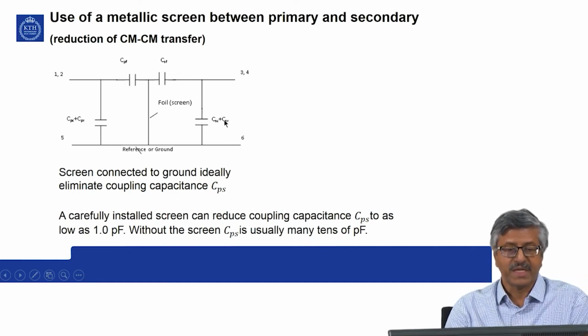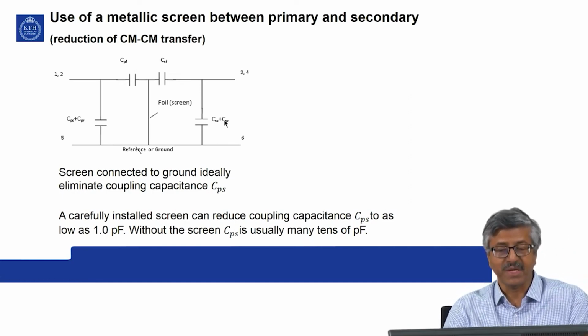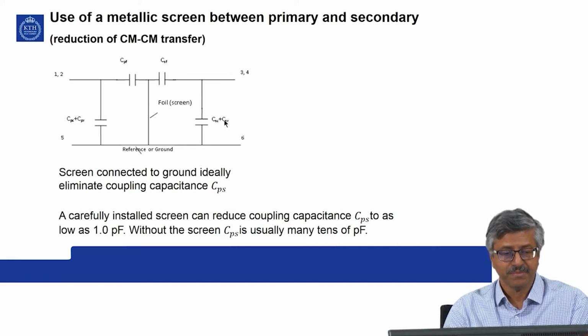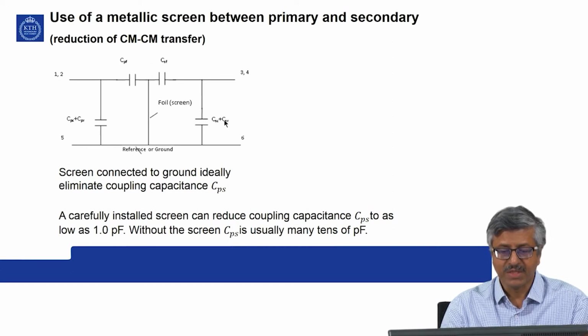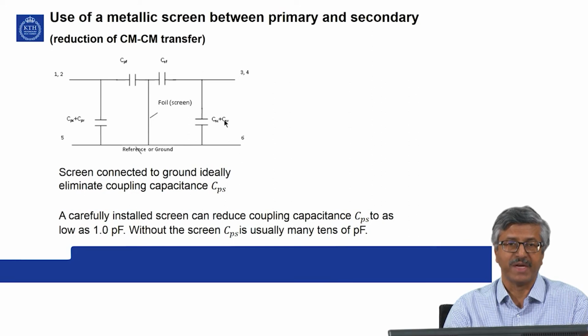So, it is just added to this. A screen connected to ground ideally eliminates the coupling capacitance CPS. If you have a carefully installed screen, it can reduce coupling capacitance to as low as 1 picofarad. Without this screen, CPS is usually many tens of picofarads. So, screens can be quite effective in eliminating common mode to common mode transfer.